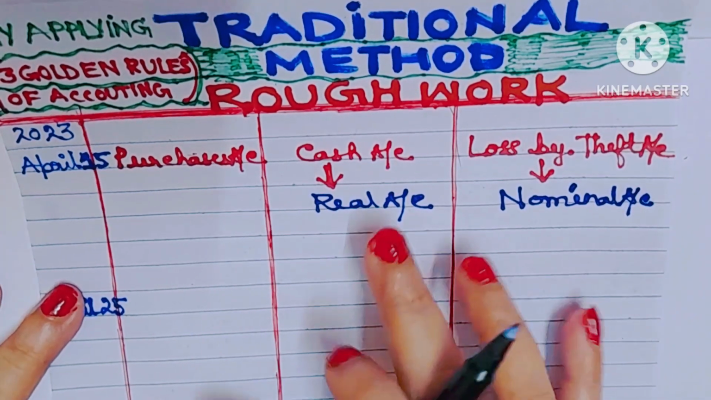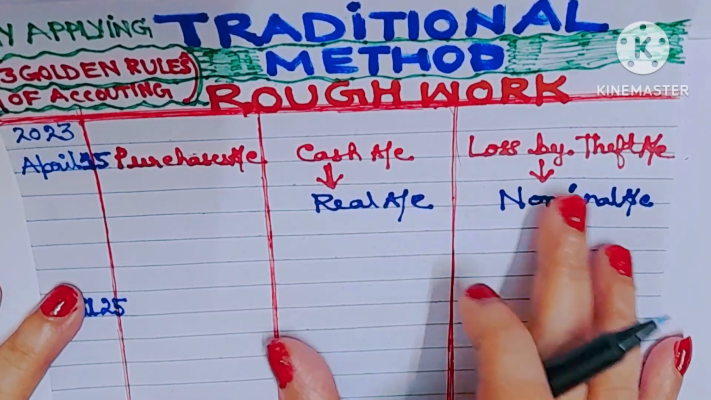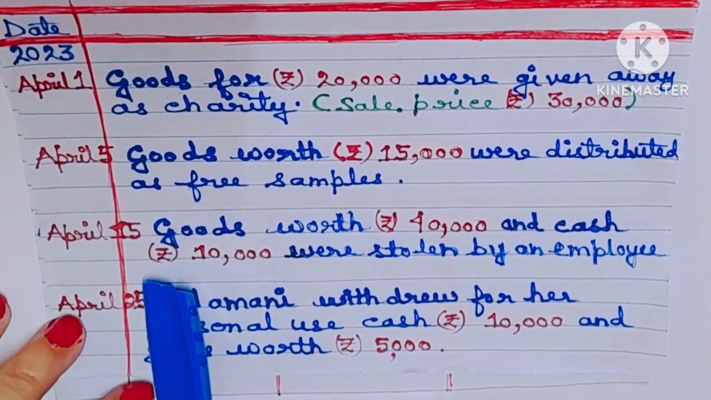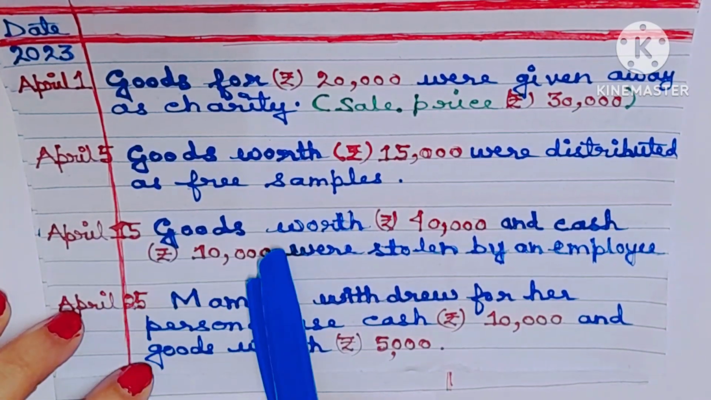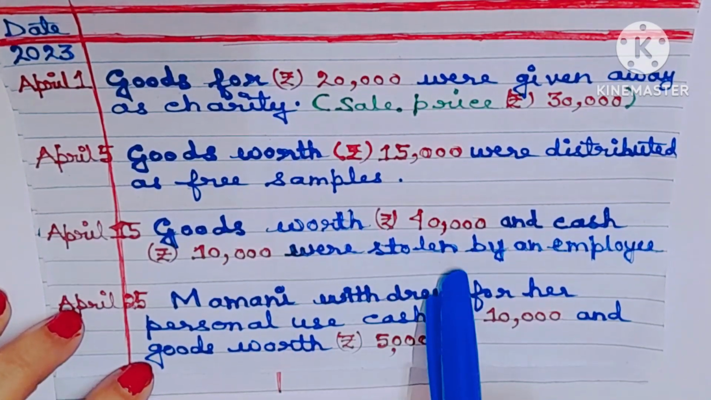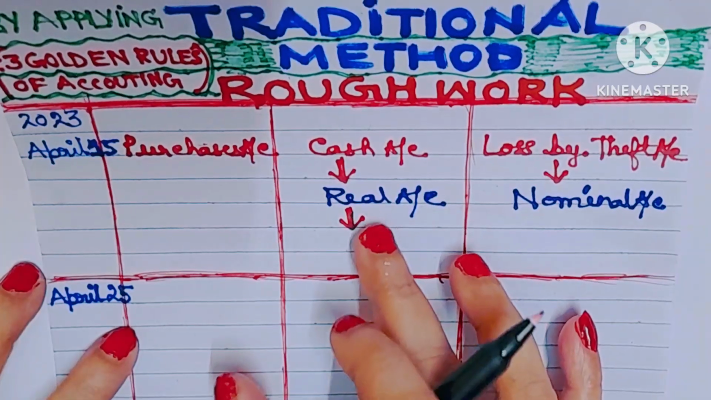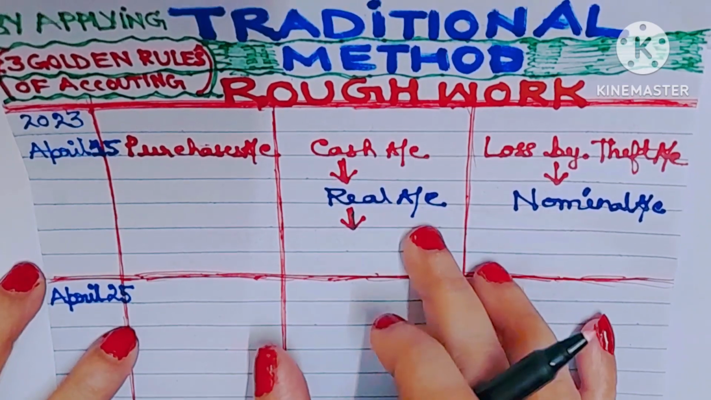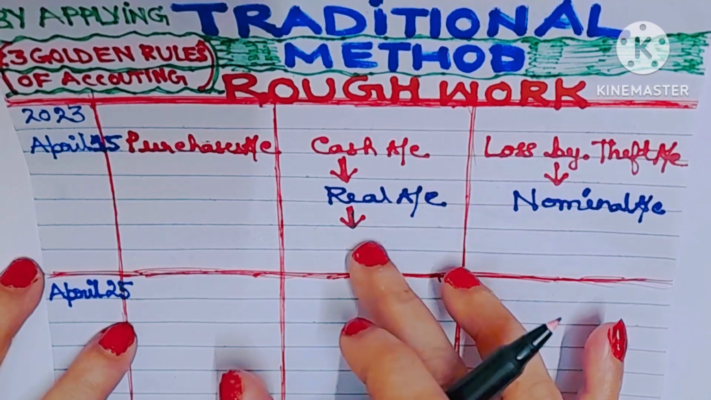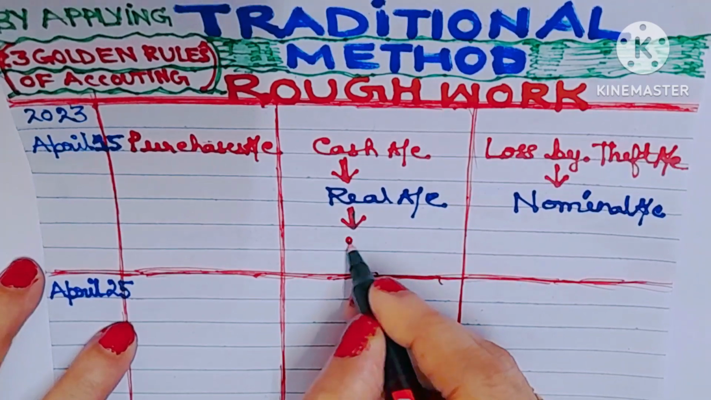Now let's analyze, should we debit cash account or credit cash account, or should we debit loss by theft account or credit loss by theft account? Let's see the third transaction again. On 15th April, goods worth rupees 40,000 and cash worth rupees 10,000 was stolen by an employee. So let's analyze cash account first. Since cash rupees 10,000 was stolen by an employee, rupees 10,000 goes out from the business and cash comes under real account, and according to the rule of real account, what goes out is credit. So cash account will be credit.